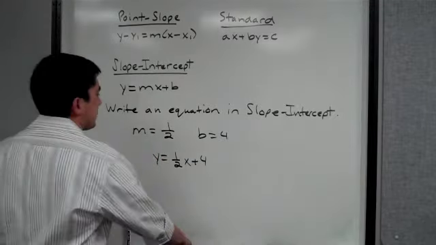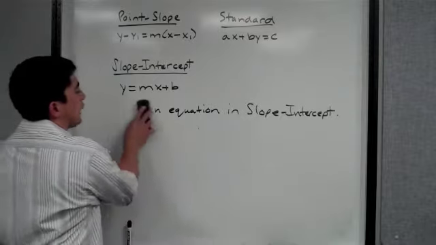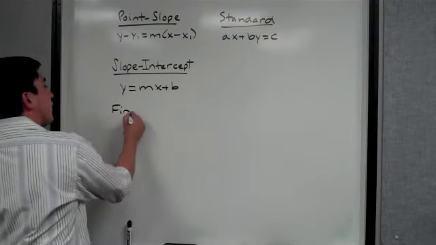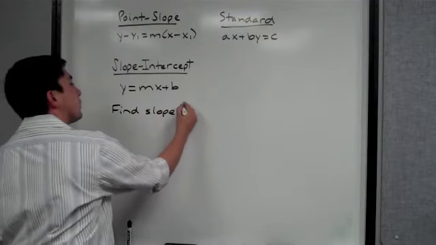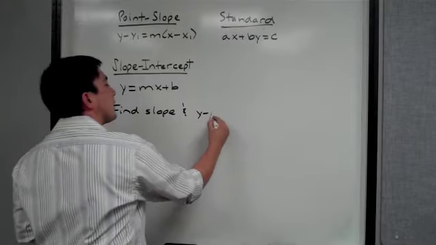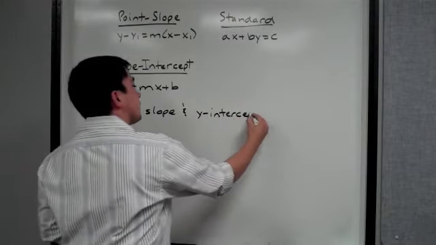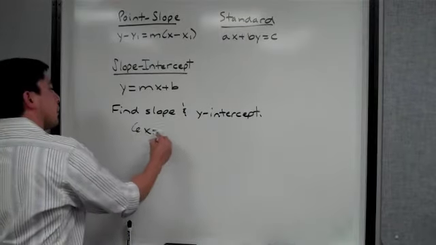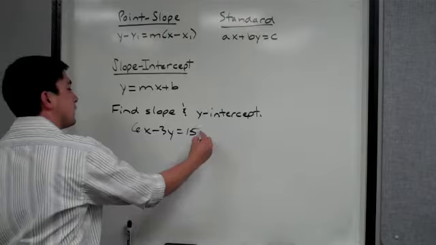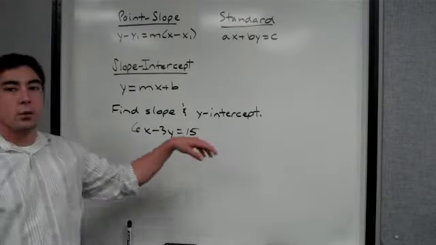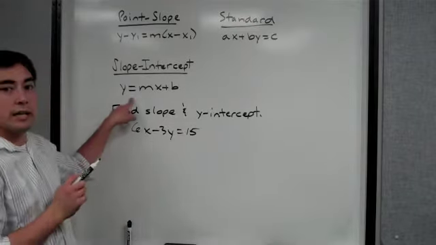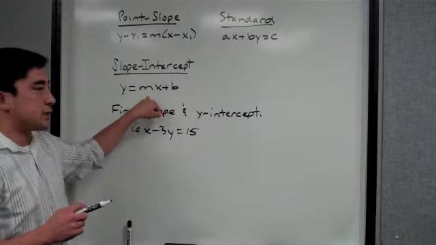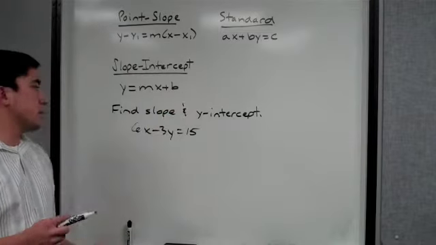Now the next one we did was I said to find the slope and the y-intercept. So if I give an equation, the equation is 6x minus 3y equals 15. You're asked to find the slope and the y-intercept. Well, if we can get it to look like this, we'll know that the coefficient in front of the x will be your slope. The number without x will be your y-intercept.